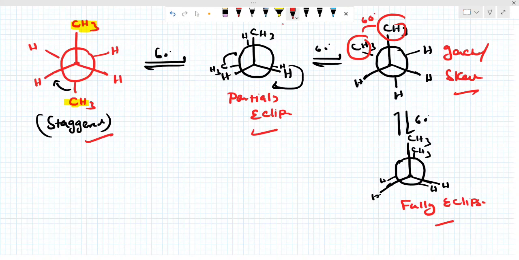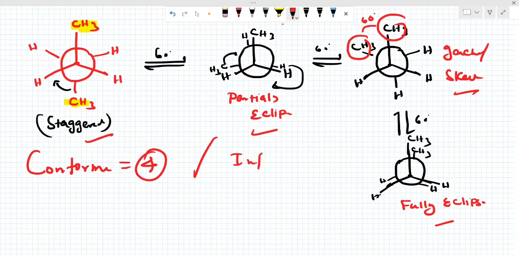Okay, in case of butane: staggered, partial eclipse, gauche form, and full eclipse. Therefore, the answer is 4. How many conformers are possible? The answer is 4. But what is the actual answer? Infinite. That is the actual answer. Please, very important.